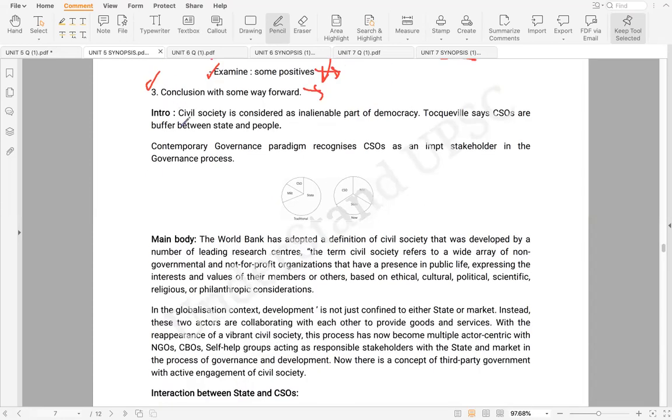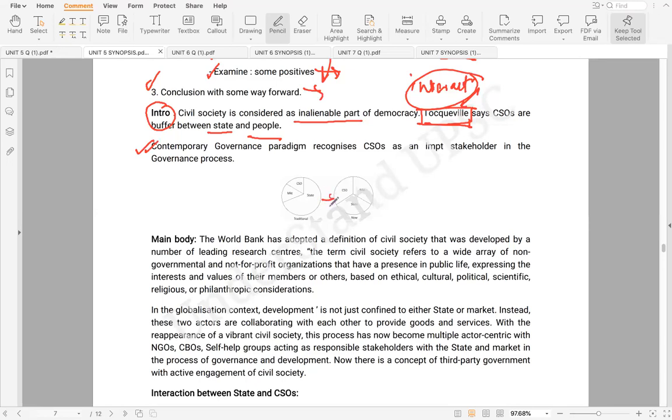Okay. In the introduction, we'll try to talk about what civil societies are. Civil society is considered an inalienable part of democracy. Tocqueville says CSOs are a buffer between the state and the people. This is directly very relatable to this question because we're talking about interaction between state and society, right? So you can quote this thinker and say that it acts as a buffer between state and the people. Contemporary governance paradigms recognize CSOs as an important stakeholder in the governance process.